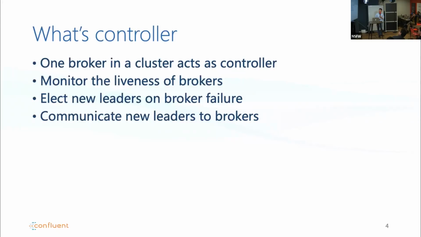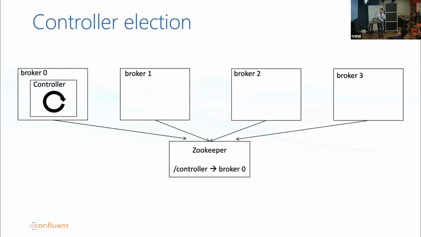Next, I'm going to walk you through some of the important things the controller has to do. The first thing is, how is the controller elected? Well, the way we elect the controller is there's a path in Zookeeper, which is written here, /controller. There's a single path there.